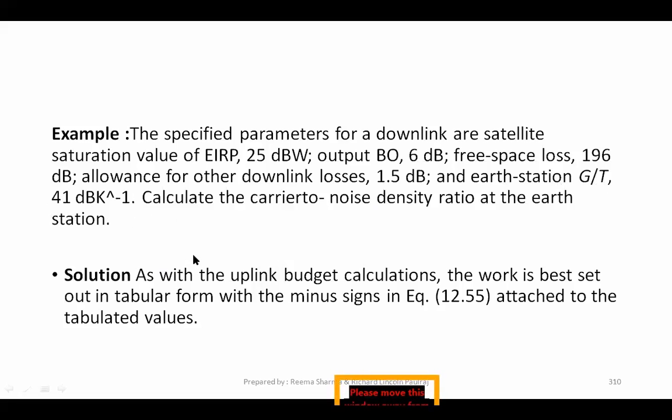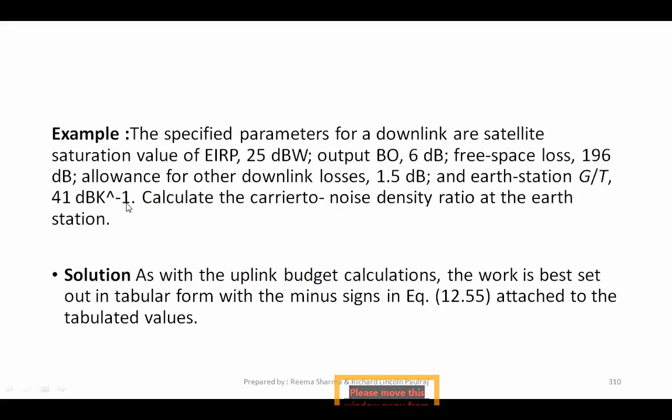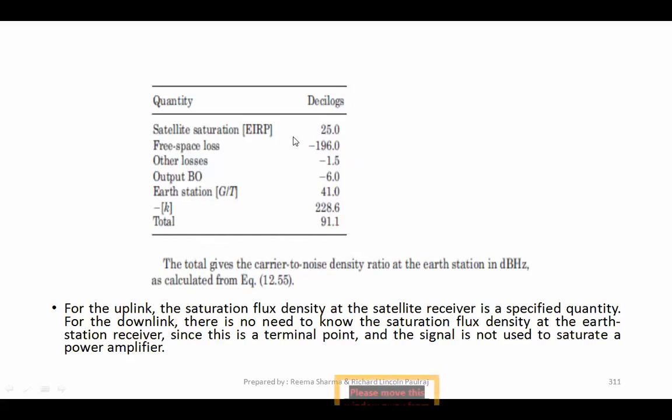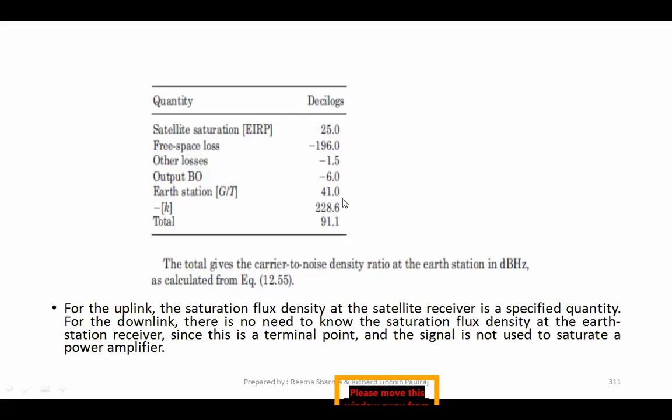The best thing to do is put them in the form of this kind of tabulation: what is the quantity, and is it in decilogs or not, so that you can do the conversion later. As with uplink calculations, the work is best set out in tabulation with the minus signs, because all these losses are taken as minus. Free space loss, other losses, then output backoff is 6, so minus 6, Earth station, then Boltzmann's constant k.